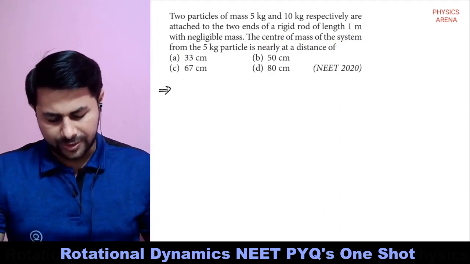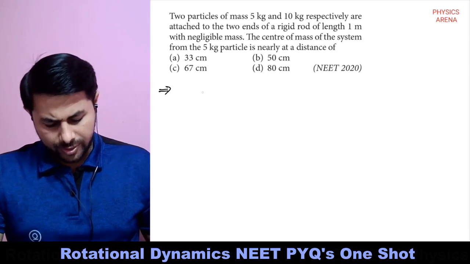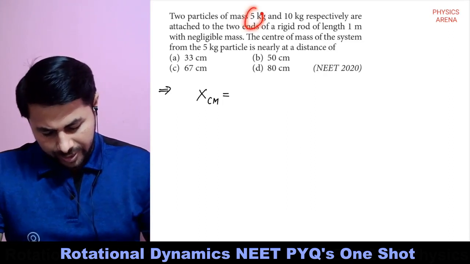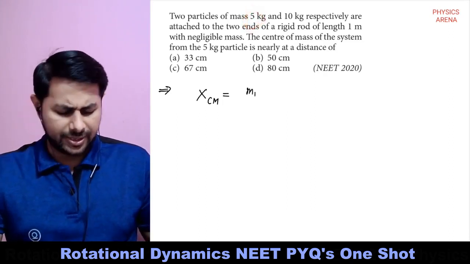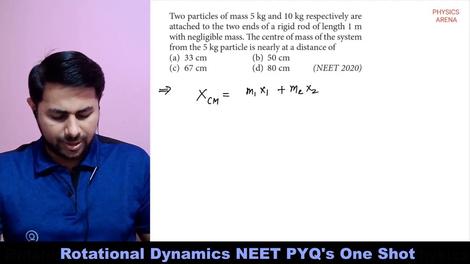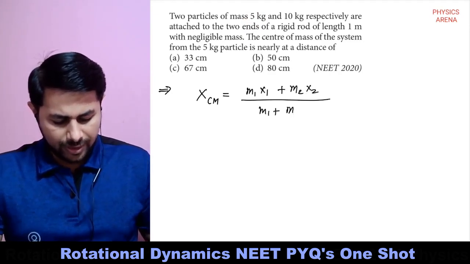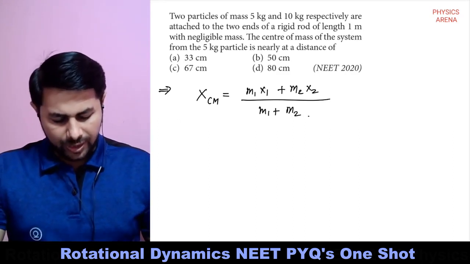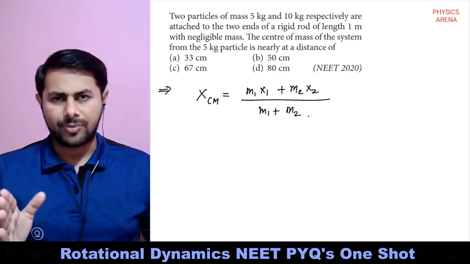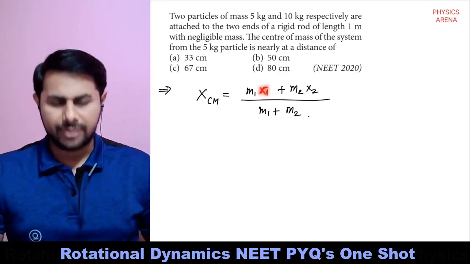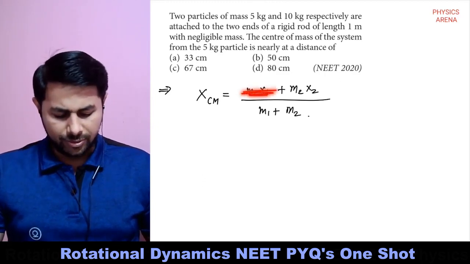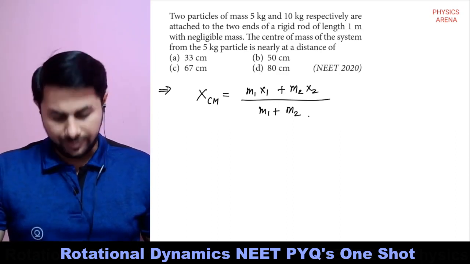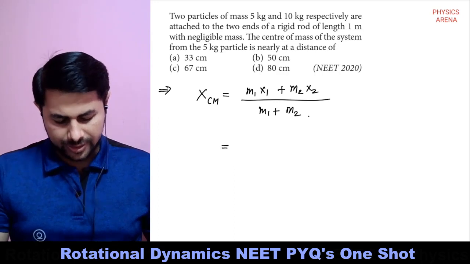There are two particles. So use our formula: XCM, first particle has mass 5 kg. Let me write it: M1x1 plus M2x2 divided by M1 plus M2. If you are asked for the center of mass from the first point, then x1 becomes 0, so directly you don't have to write that term. It is M2x2 divided by M1 plus M2. So here it's the same case.